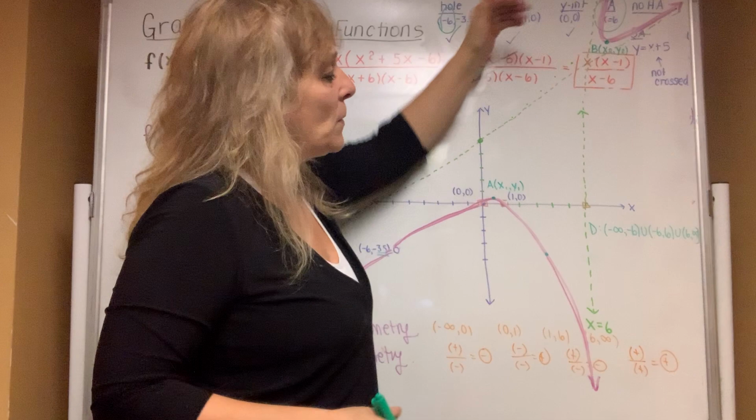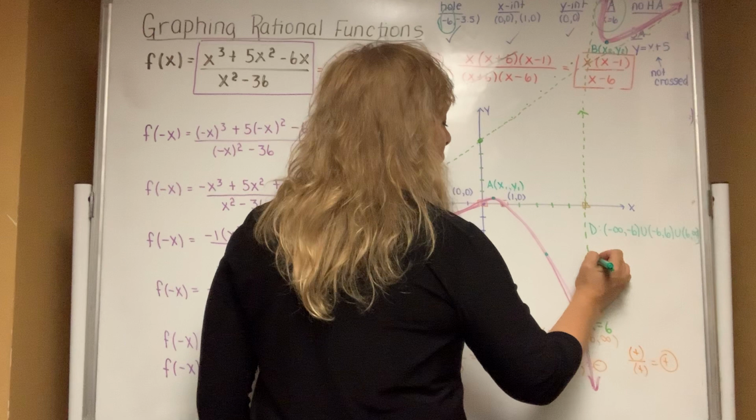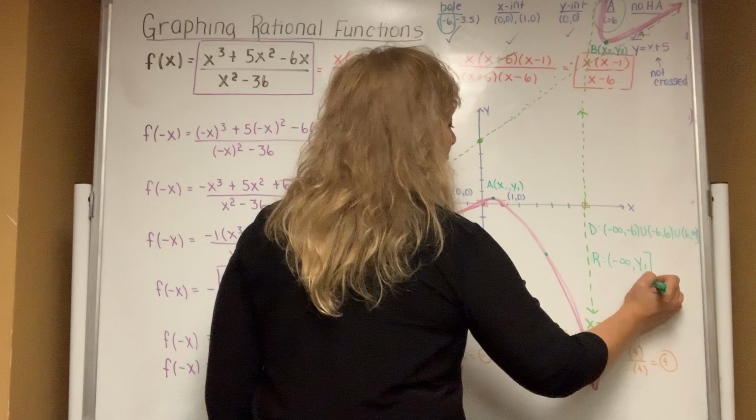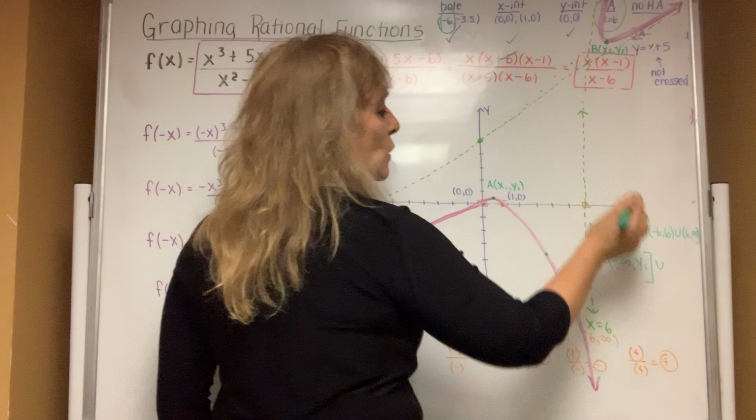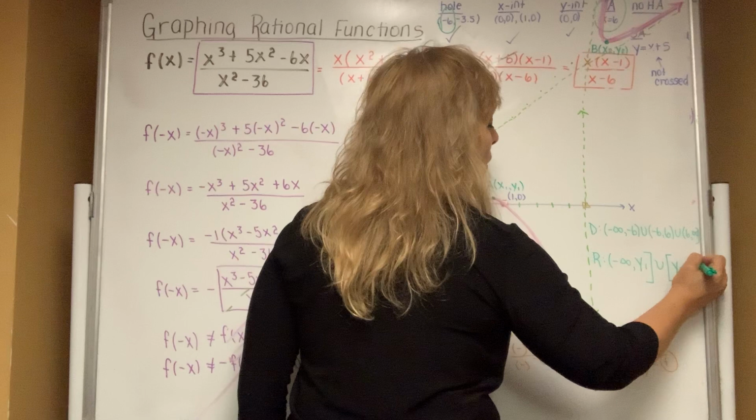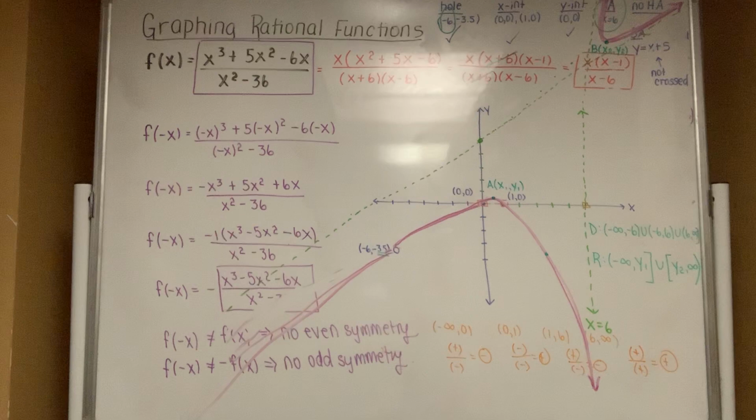So your range goes from negative infinity to the y1 value. And it's a bracket because there's a point there. But then it skips that whole section in between and it picks up at the y2 height and goes all the way up to infinity. And that is how you write down the range in this course.